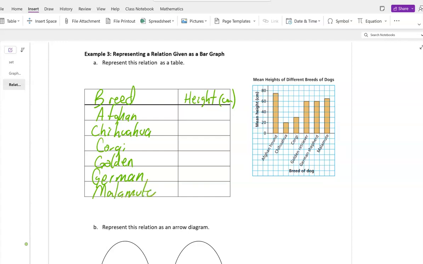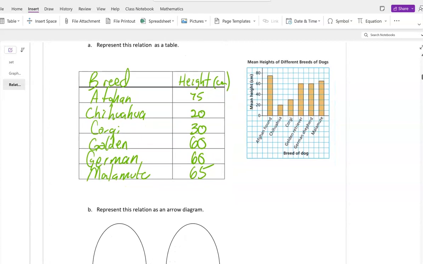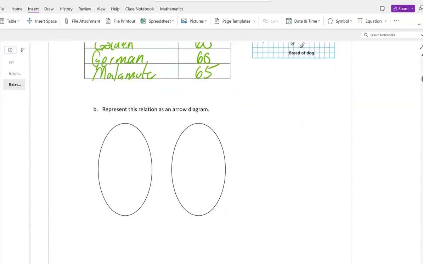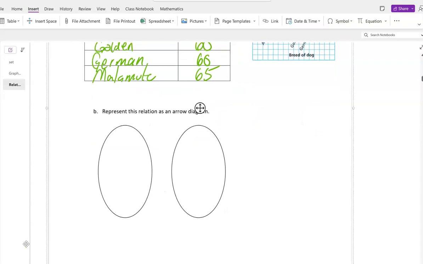Okay, and all I do is I have to put down what their heights are. So looking on the graph, the Afghan looks like 75 centimeters, the Chihuahua 20, the Corgi 30, the Golden Retriever and German Shepherd are both about 60, and the Malamute looks like about 65. Okay, so that's just transferring the information and representing it in different ways. We could do the arrow diagram as well.